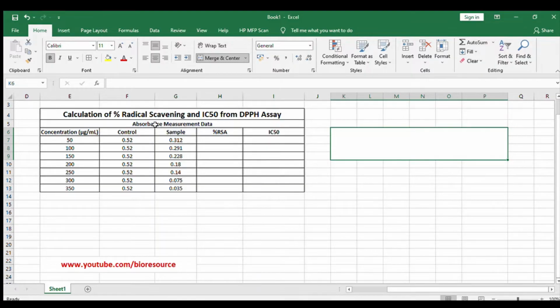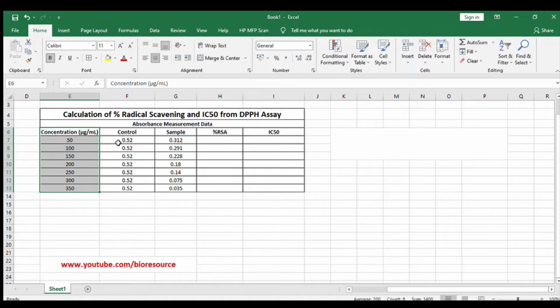So we have here the absorbance measurement data from the DPPH assay with different concentrations, measured with the control and the sample. These are the standard curve values where the concentration is in microgram per ml, and we have the control, that is the blank DPPH, the DPPH alone, and the DPPH along with the sample. To calculate the percentage RSA, we have to use the formula based on the absorbance value of control and sample, and we will also do the IC50 measurement.